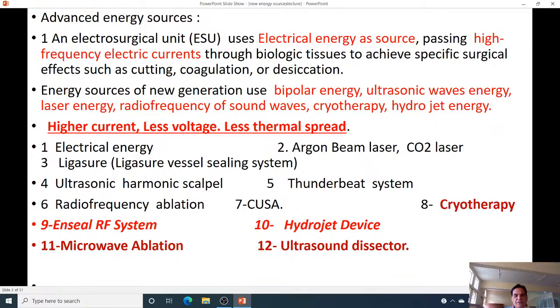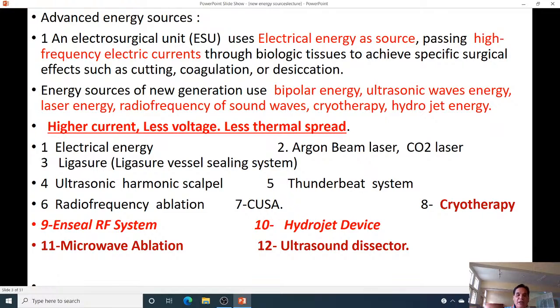So what are the sources? The first source, as usual, is electrical energy. Then comes the argon beam laser, which was first used for skin. Then came the gas laser, that is the CO2 laser. Many lasers are there. Ligasure: they have developed a compressed bipolar called the Ligasure Vessel Sealing System, LVSS. LVSS is Ligasure.